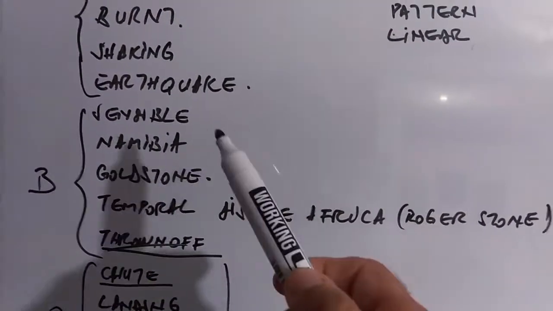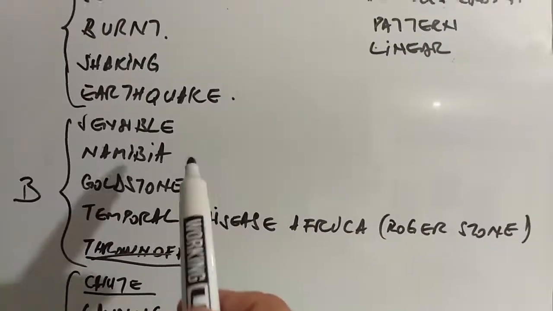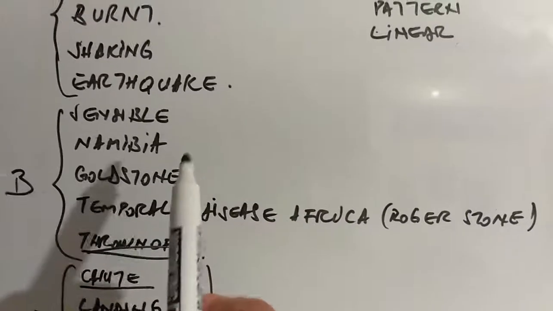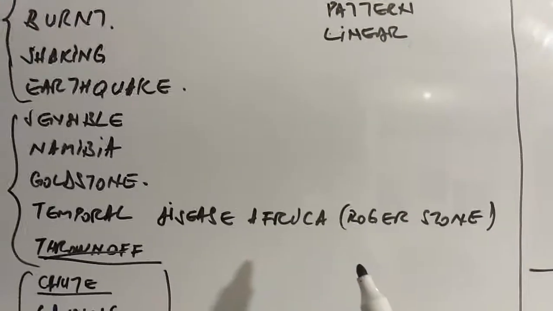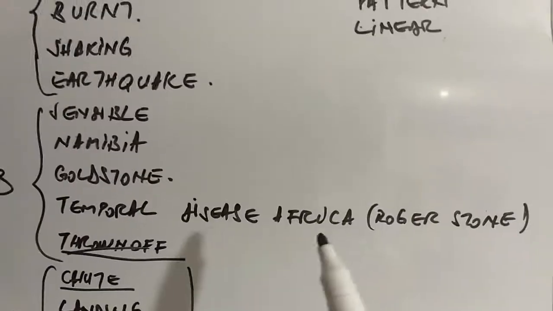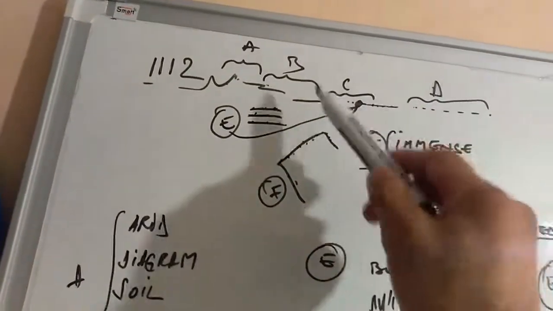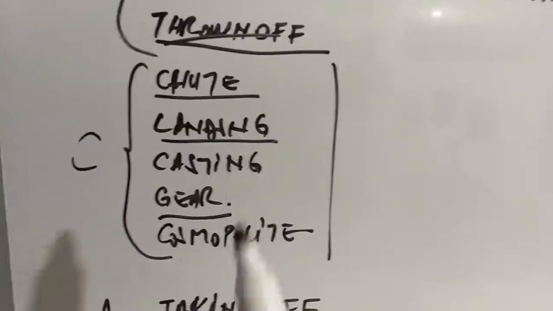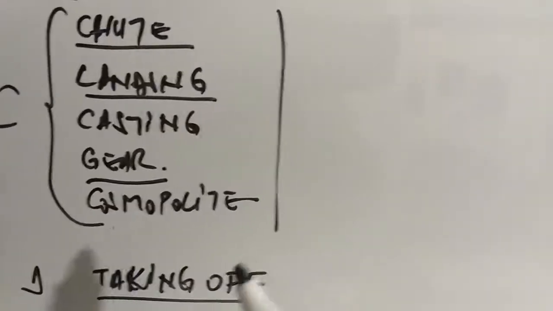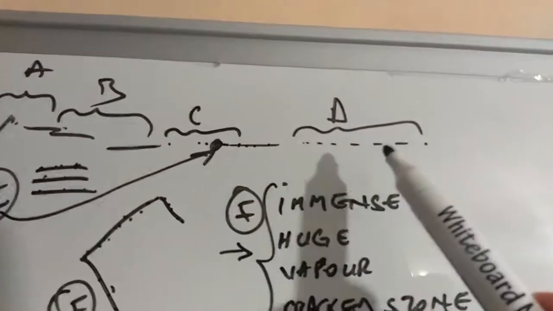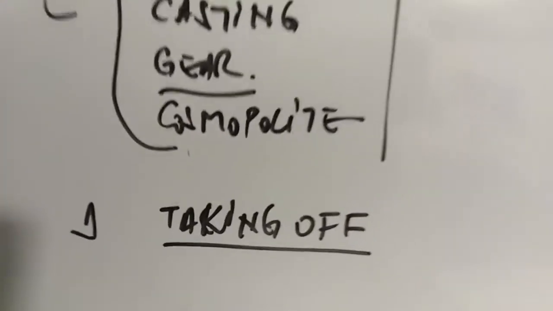sensible, Namibia. I do not know what connection this target has with Africa. Goldstone, temporal disease, Africa again. Roger Stone, maybe. Thrown off. Then going to the C area, I got this: shoot, landing, casting, gear, cosmopolite. And at D, which is this area here, I got this word: taking off.